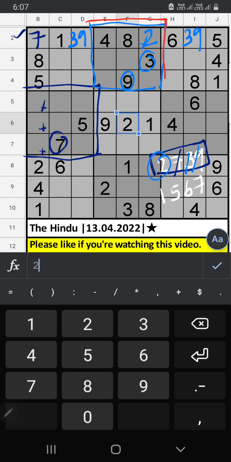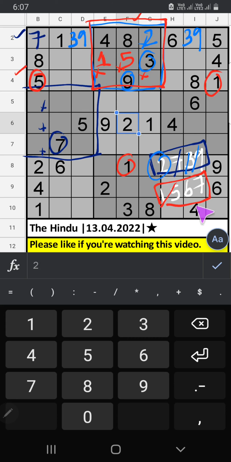Second grade. 4 numbers are remaining: 1, 5, 6, 7. Fourth row, we have 1 and 5, so 1 and 5 can't come in these cells. It will come in any of the cells. Column F, we have 1, so 1 can't come in this cell. 1 is confirmed here. Then 5 is here.